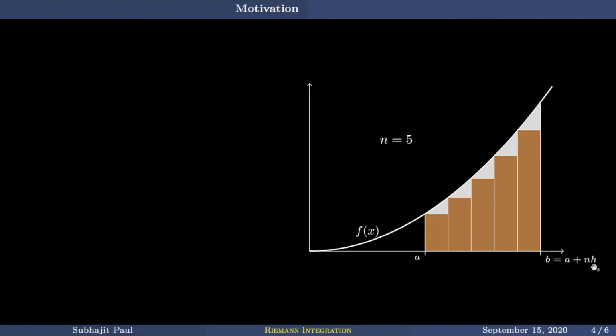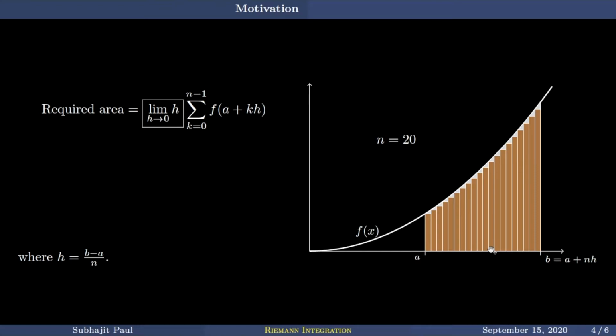So then, if h is the breadth of each subinterval over here, then b will be a plus n times h, because this is h and this is a. This point is a plus h, this point is a plus 2h, this is a plus 3h, this point is a plus 4h, and this point is a plus 5h. So b is equal to a plus 5h. 5 is your n. So in general, for n equal to 10, here also you can count. For n equal to 15, here also you can count. So b will be a plus n times h. Therefore, what will be the area of each of these rectangles?